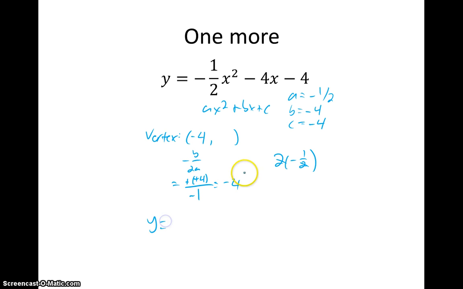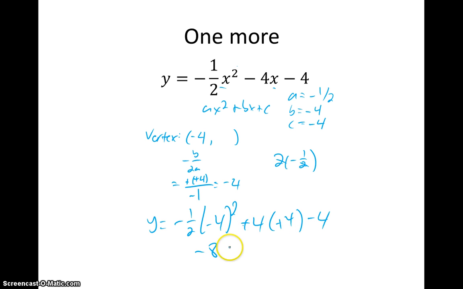Then the y-coordinate of our vertex, we just take that negative 4 and plug it in for all the x's up here. So we're going to have negative 1/2 times negative 4 squared minus 4 times negative 4 minus 4. So negative 4 squared is negative 4 times negative 4. It's positive 16. Divided by negative 2 is negative 8. Negative 8, and a negative and a negative here cancel out to a positive. That gives me plus 16. And then minus 4. Well, negative 8 plus 16 is positive 8. Minus 4 is 4. So negative 4, 4 is where our vertex is.